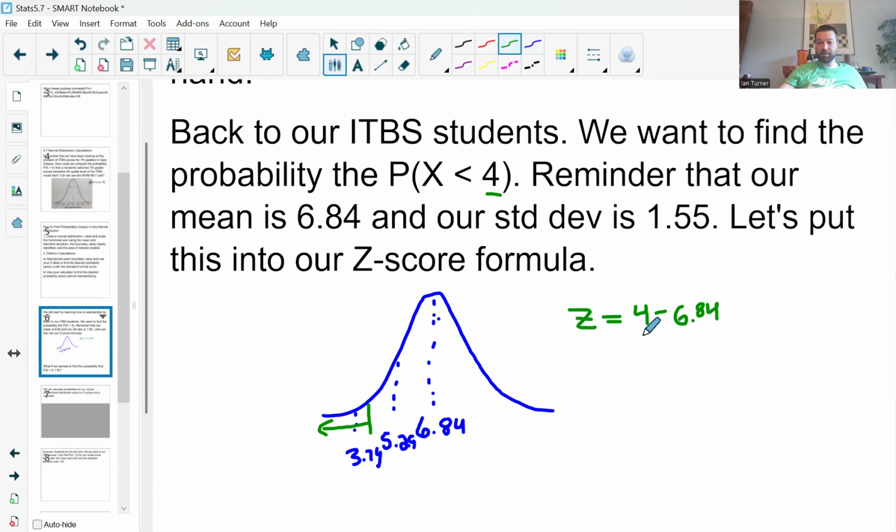divided by 1.55. That's going to go ahead and give us our z-score that we want to look for. Okay. So I'm going to use my phone calculator. I don't seem to have another calculator. So we got 4 minus 6.84. Okay. So we get negative 2.84 on top. Then we're going to go ahead and divide by 1.55.